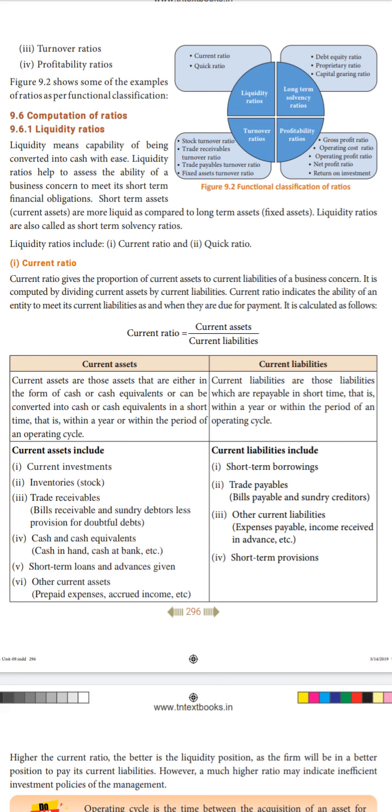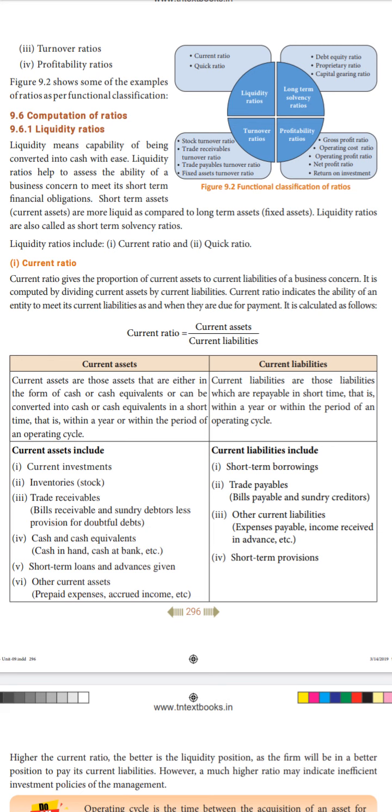That is nothing but your cash in hand and cash at bank, or can be converted into cash or cash equivalents in a short time, that is within a year or within the period of an operating cycle, that is accounting period. So whenever any asset is easily converted into cash, especially within a year, then we call it current assets.